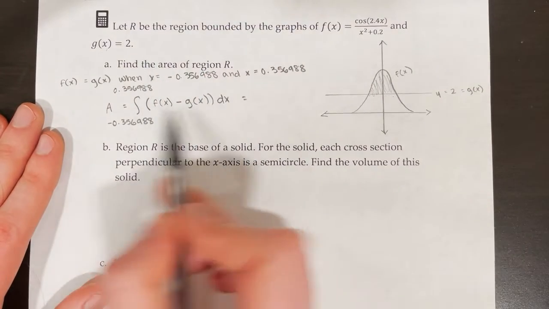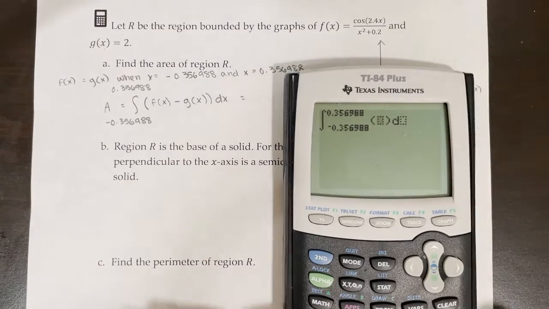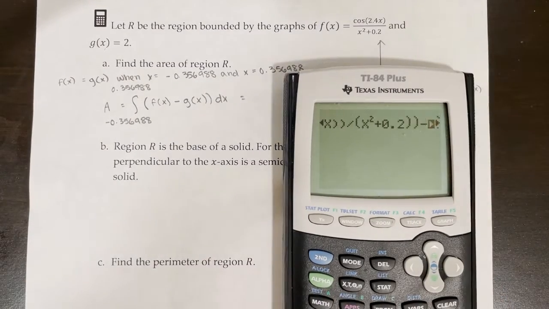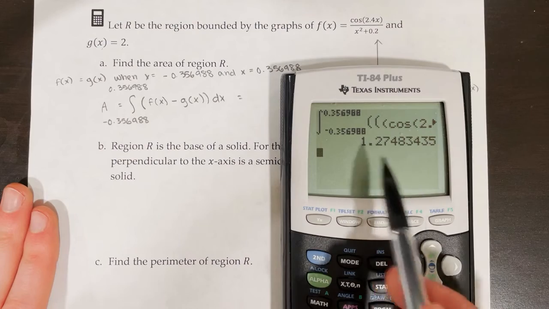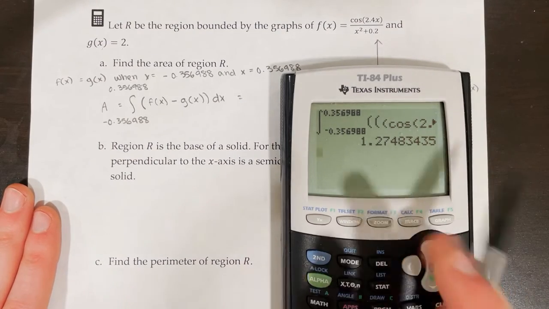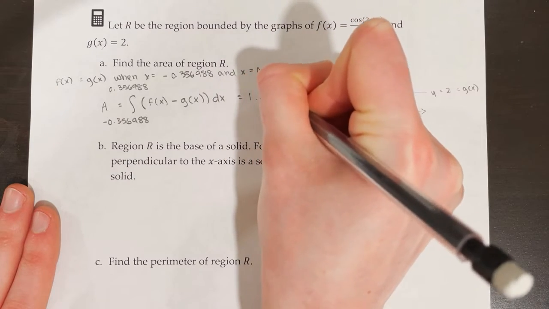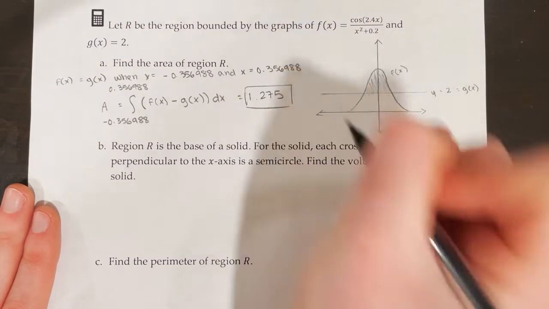Now I'm going to go through and plug this into the calculator. And I get that my area is equal to 1.275 if we round to the nearest thousandth right there. So A is equal to 1.275. That would be my area of region R.